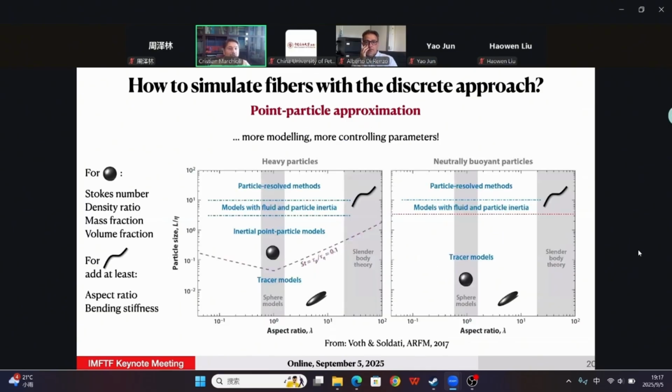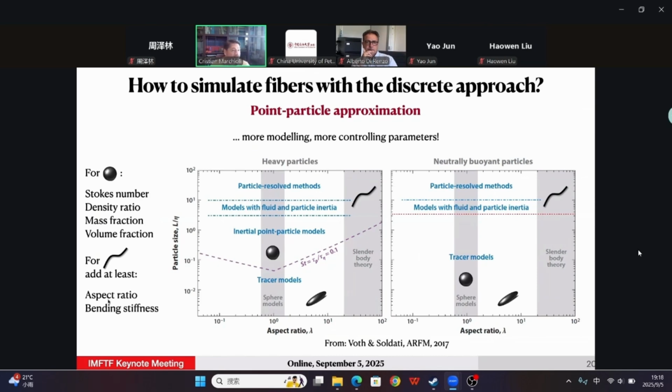Not only do you have more modeling, but also you have more controlling parameters. So for instance, if you are dealing with a sphere that is moving in your turbulent flow, you need to know quantities like the Stokes number. This is a parameter that quantifies the inertial response of the particle to the turbulence fluctuation, so to the motions that the turbulence would like to induce to the particle, the density ratio, the mass fraction, and the volume fraction. Because our fibers are also flexible and elongated, we need to take into account additional parameters.